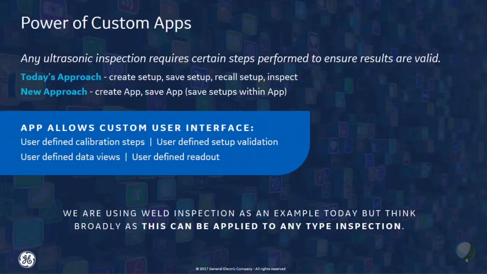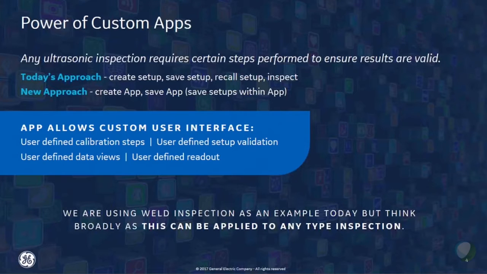So the power of custom apps, or why we decided to go down this path with this platform. As we know, any inspection that we want to do is going to require certain steps for us to perform a valid inspection. If we don't take the right steps before the inspection, if we don't set up properly, then the results we get in the end, they're totally invalid. So with that in mind, as an industry today, it's a common approach to get our equipment together, deploy to some location, and either before we deploy or even maybe once we're on site, we get in a comfortable space, we'll create a setup on our instrument, and we'll save those setup parameters as a file. Then when we get out to the asset to inspect, we'll recall that setup and we'll inspect, or I guess more accurately, we'll collect our data, and then, of course, we'll do the analysis and therefore provide an inspection.